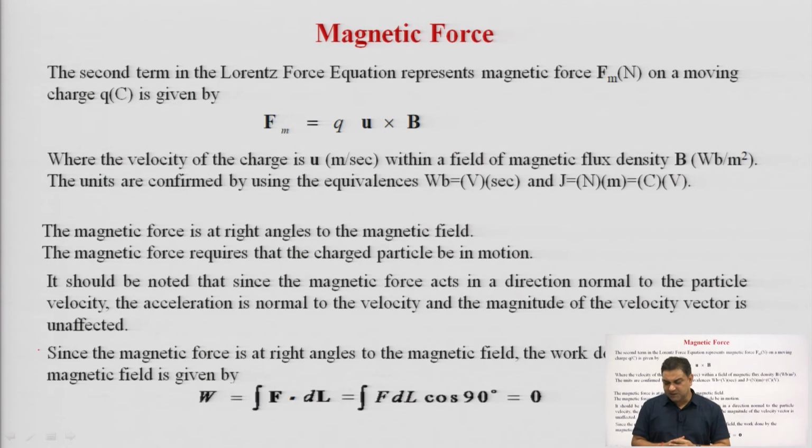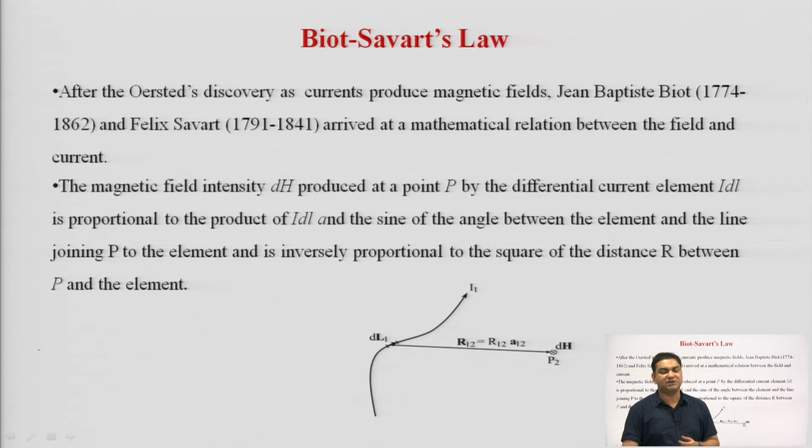Since the magnetic force is at right angles to the magnetic field, the work done by the magnetic field is given by W is equal to integral F dot dl, which is equal to 0, because the angle between these two vectors is 90 degrees. So, cos 90 is 0. So, the complete work done is equal to 0.